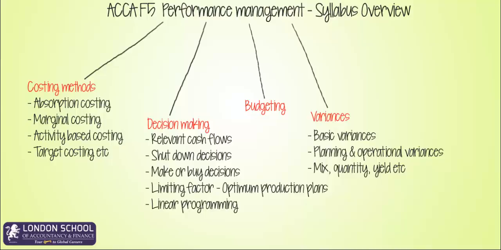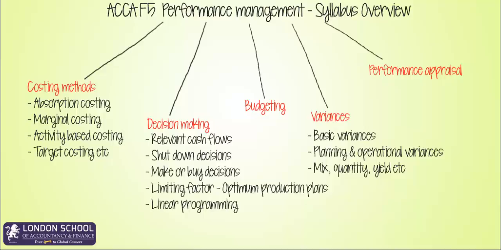The last part of the F5 syllabus is the performance appraisal. So what do we do in this part? We gather all the knowledge that we have covered in the previous four parts: costing methods, decision making, budgeting, and variances. Then we apply that to a company to see whether it is performing well or badly, or what we can do to enhance the performance. That's the performance appraisal part of the syllabus. So that's the syllabus overview.